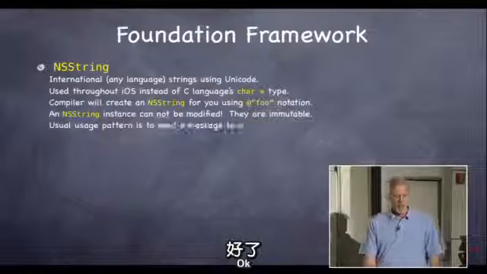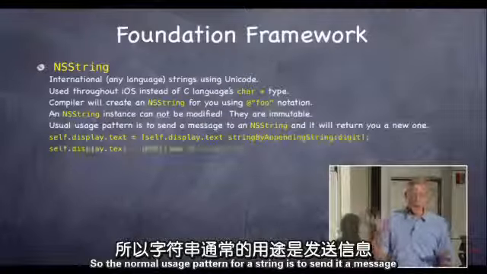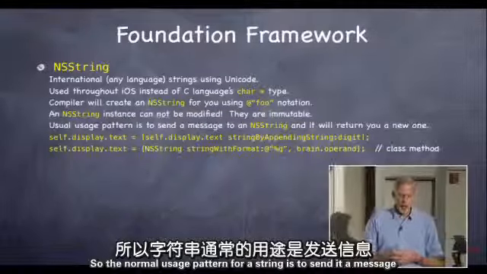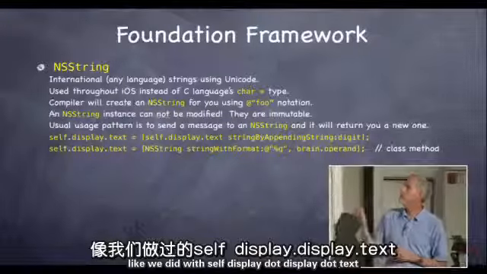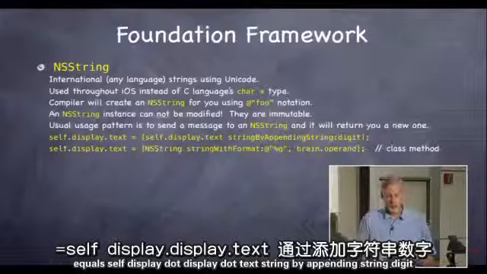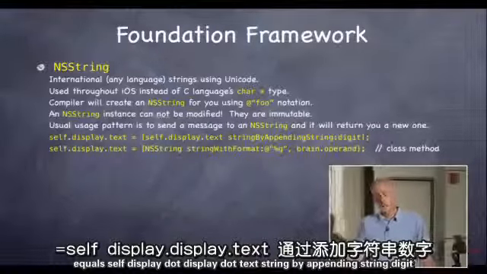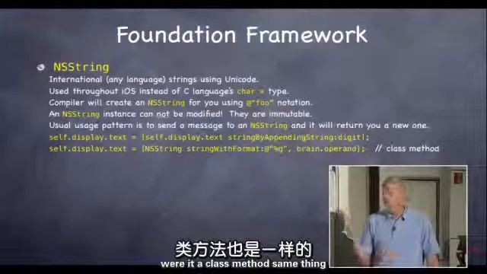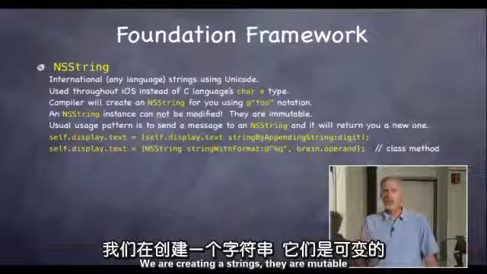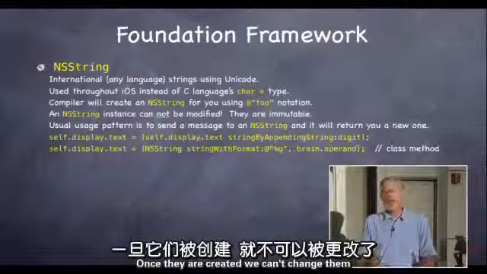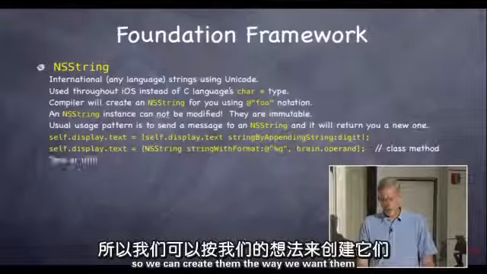So the normal usage pattern for a string is to send it a message, like we did with self.display.text equals self.display.text stringByAppendingString digit. Or a class method, same thing, right? We are creating new strings. They're immutable. Once they're created, we can't change them. So we create them the way we want them.